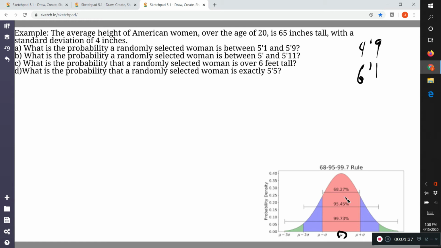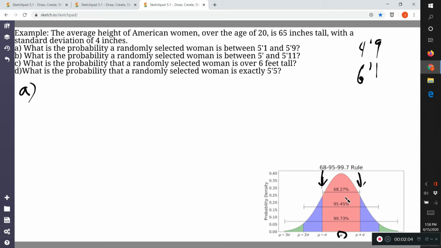So now let's talk about these problems and construct our calculus method. Part A, what is the probability a randomly selected woman is between 5'1" and 5'9"? We talked about this a little bit. 5'1" is exactly 4 inches shorter than the average, 1 standard deviation, it's right here. And 5'9" is exactly 1 standard deviation above.